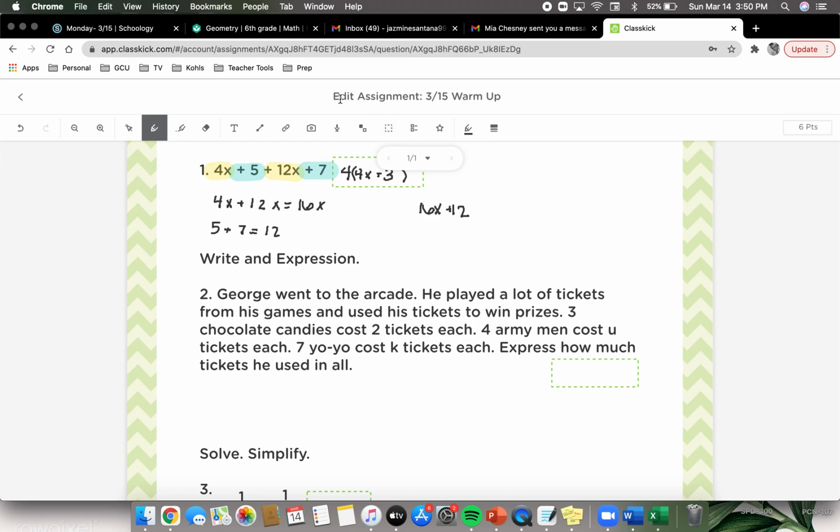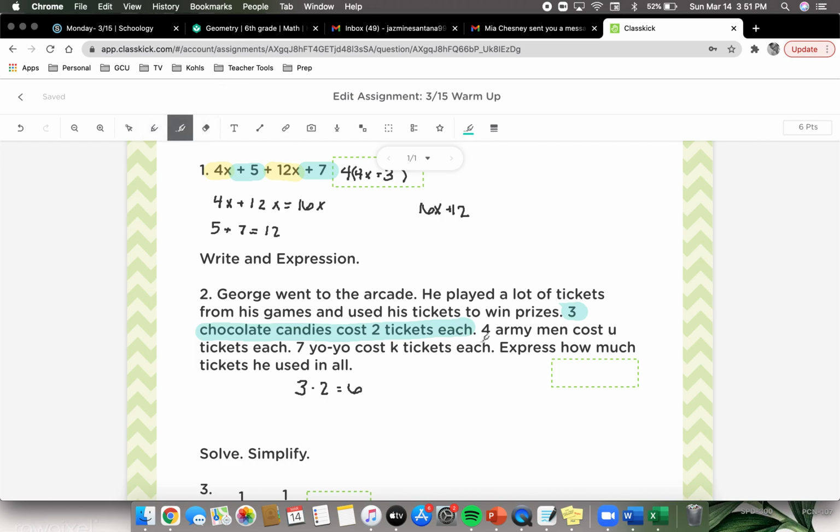Looking at this information, we're going to take it step by step. So the first information that we were given was that 3 chocolate candies cost 2 tickets each. So if you wanted to buy 3, they cost 2 tickets each. Well, in order to figure out how many tickets they cost in total, we have to multiply 3 times 2, which would give us 6.